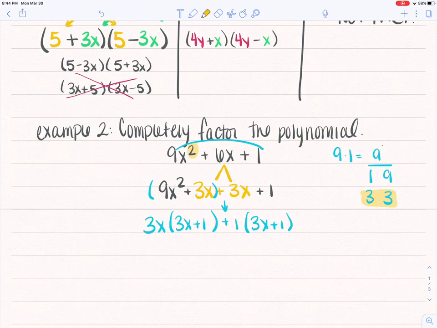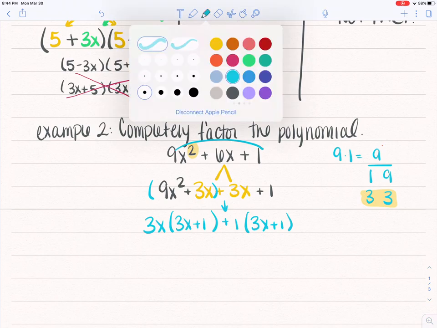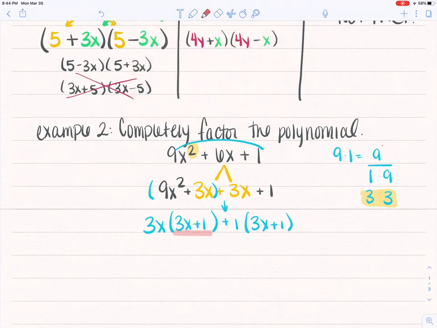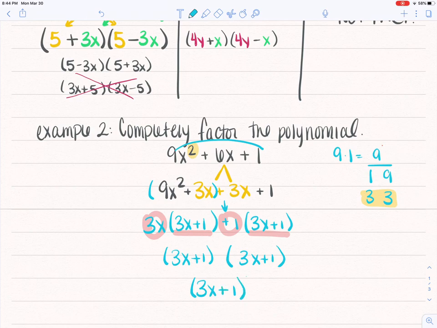Write down what is being repeated, 3x plus 1. And then what's left over, 3x plus 1. And of course I could write that as 3x plus 1 squared. That is the special case. The special case just says that it is going to be the same factor written twice.